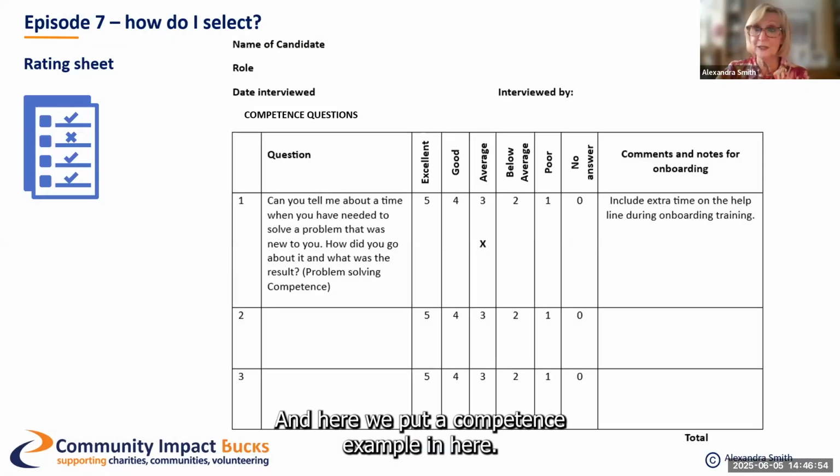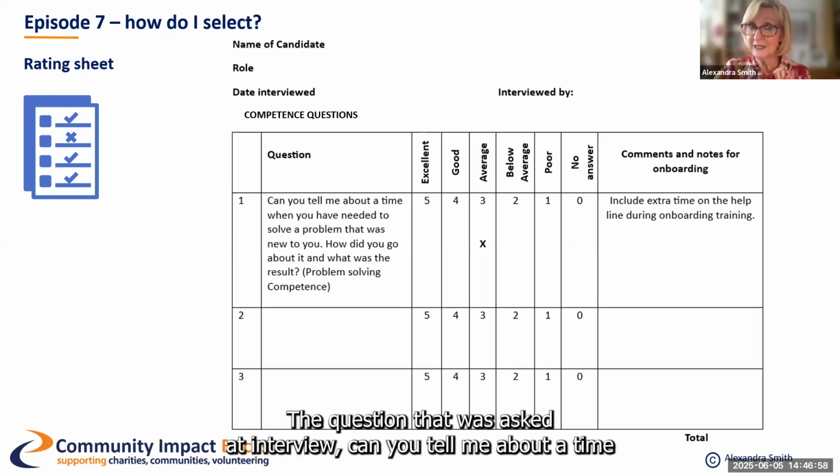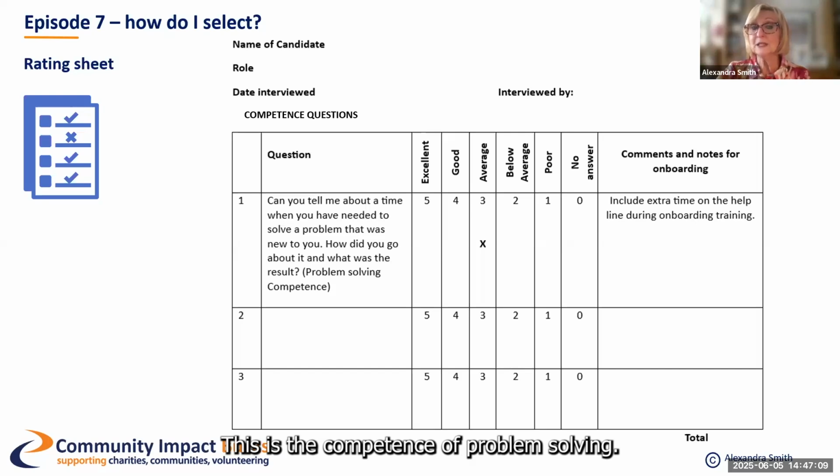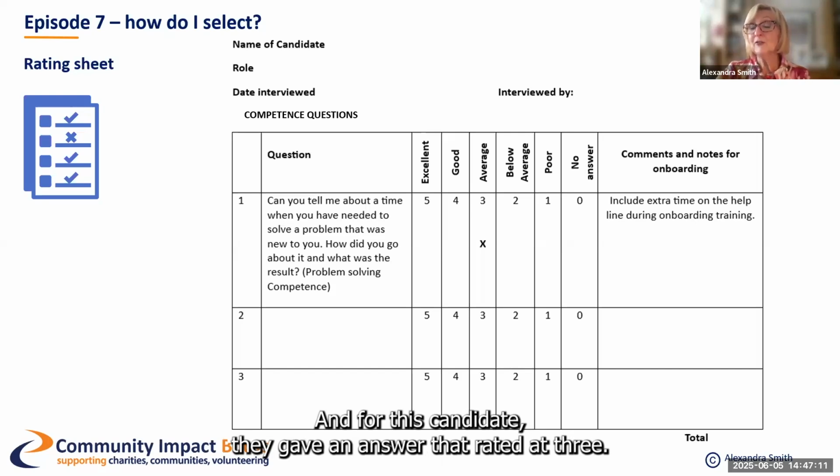And here we put a competence example in here. The question that was asked at interview: can you tell me about a time when you've needed to solve a problem that was new to you? How did you go about it? And what was the result? This is the competence of problem solving. And for this candidate, they gave an answer that rated at 3.